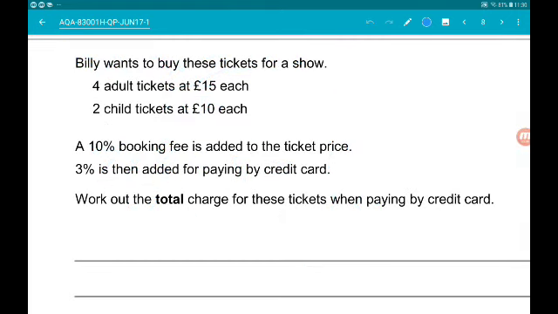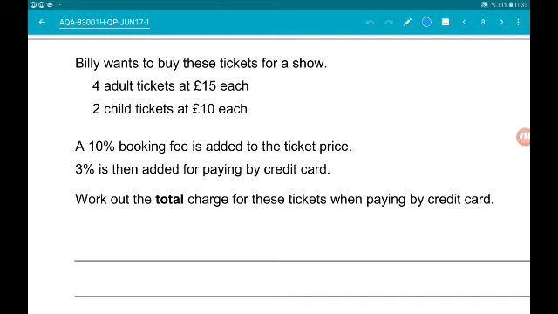Okay, question 11, a nice 5 marker. So Billy wants to buy these tickets for a show. 4 adult tickets at £15 each, 2 child tickets at £10 each. A 10% booking fee is added to the ticket price. A 3% is then added for paying by credit card. We want to work out the total charge for these tickets paying by credit card.